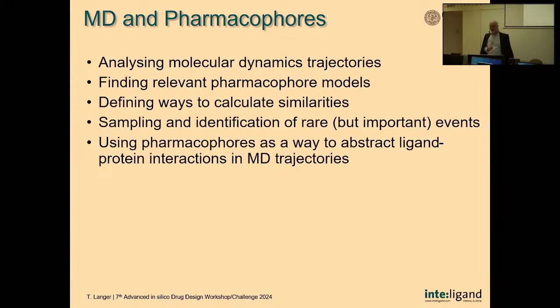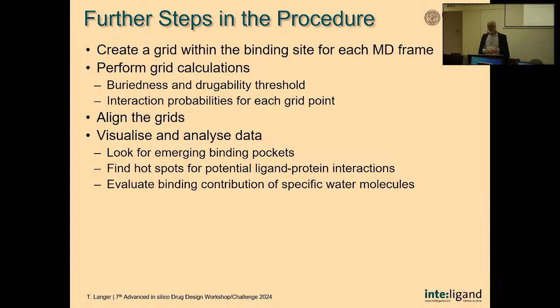So, using these MD trajectories, we can find, I believe, relevant pharmacophore models and define ways to calculate similarities, sample and identify rare but important events, and use them to give abstract ligand-protein interactions. And so what we did is we developed this so-called GRAIL method that I showed you before when I talked about quantitative pharmacophores, because this GRAIL method can also be applied, of course, to MD trajectories.